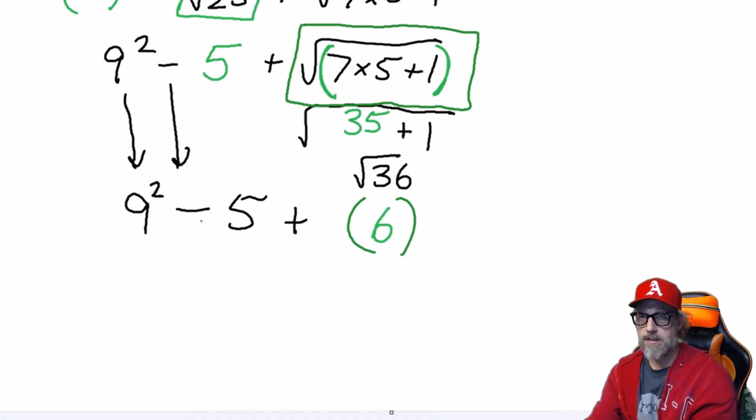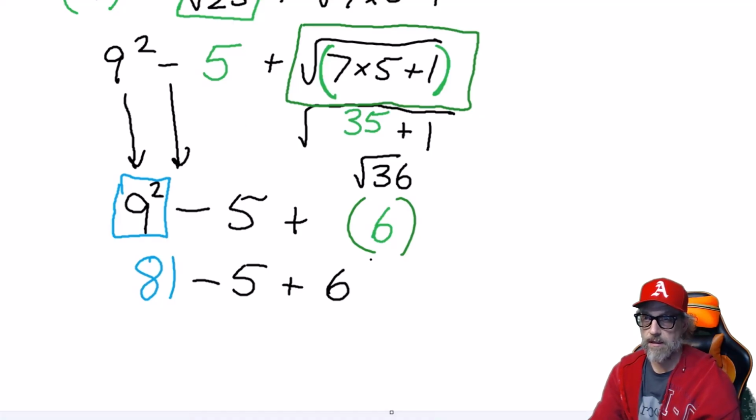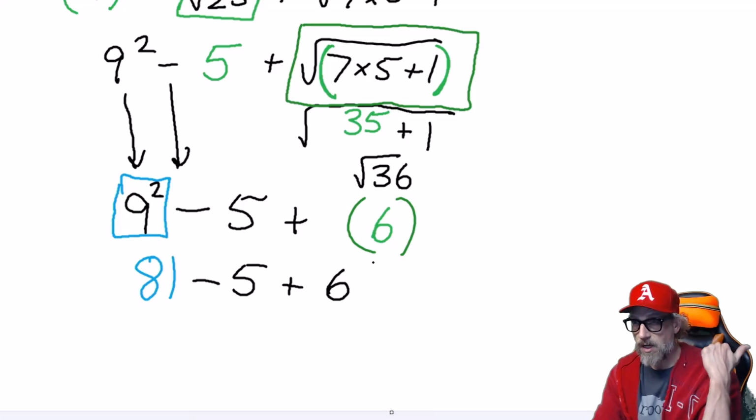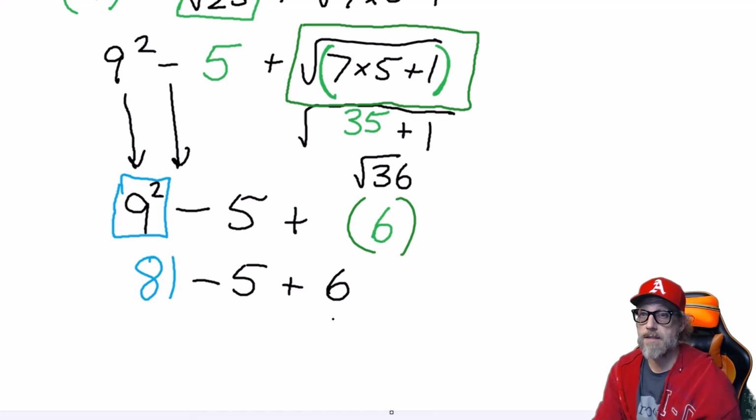Then exponents, I see one. 9 to the power of 2 is 81. Let me take a minute to recopy. 81 minus 5 plus 6. I feel like it's just a plus 6, so I'm cutting those parentheses loose. And now we're up to the adds and subtracts, or down to the adds and subtracts.